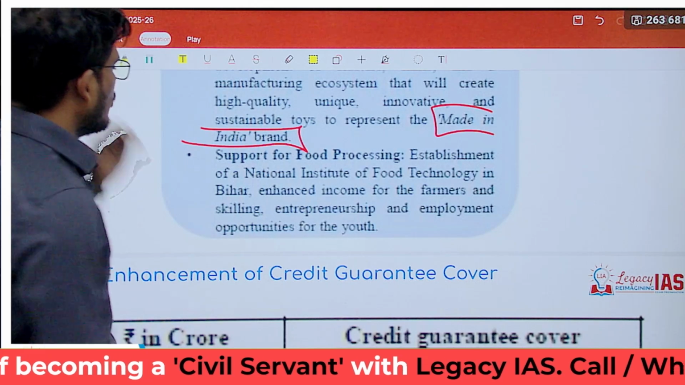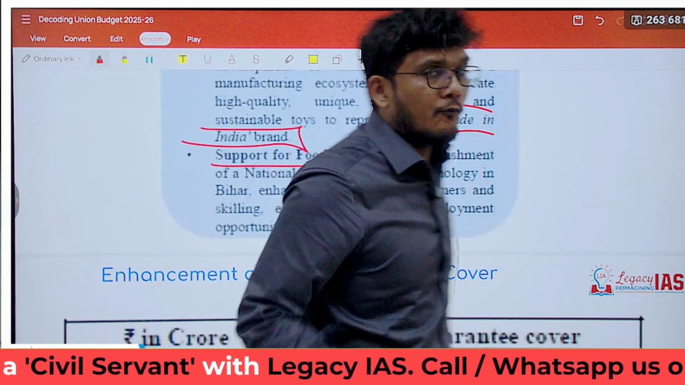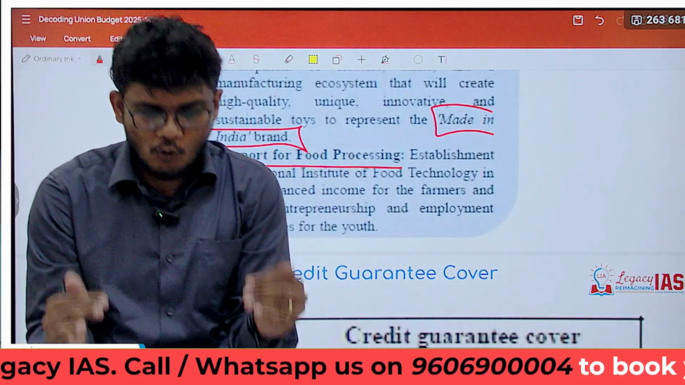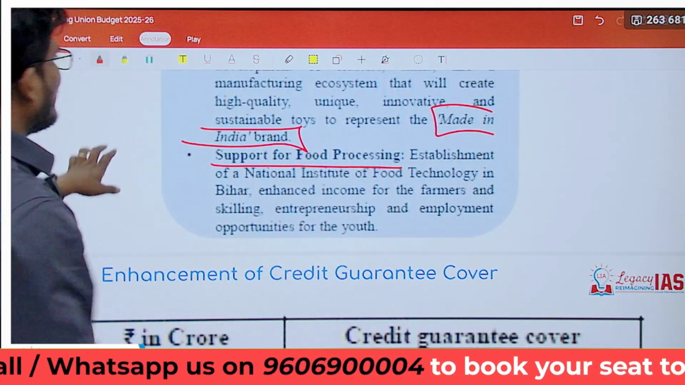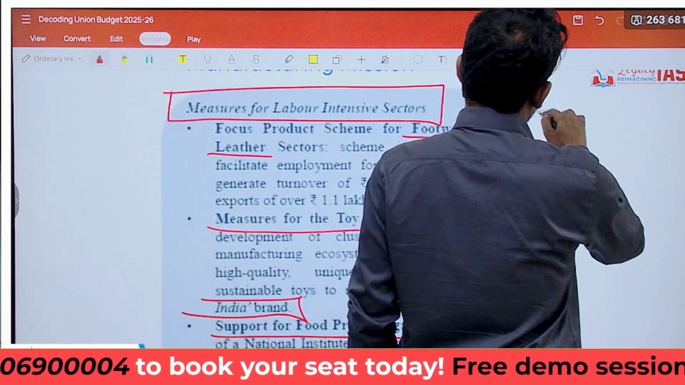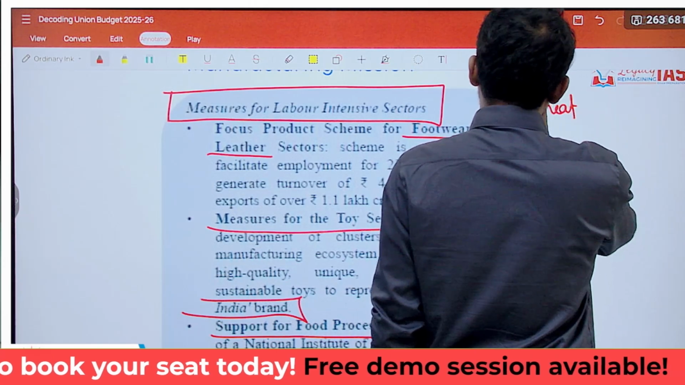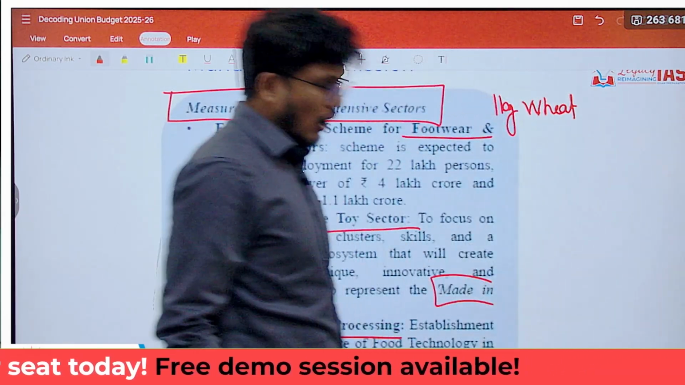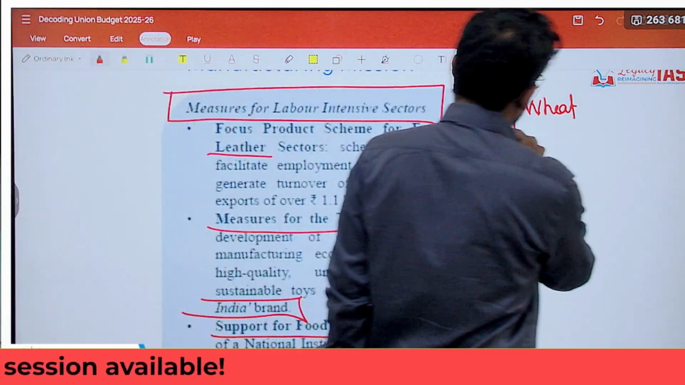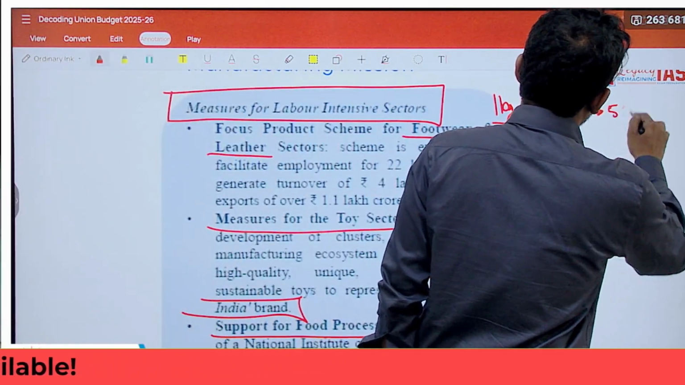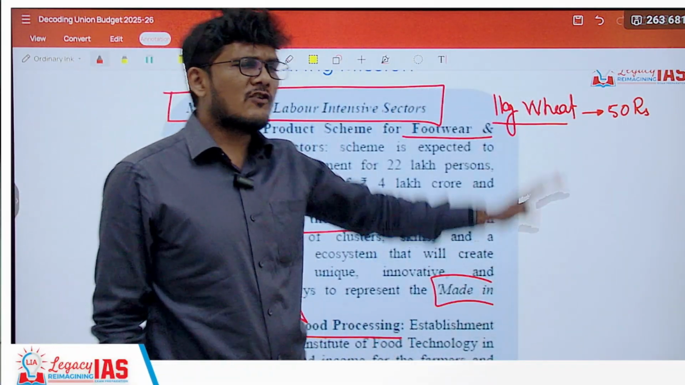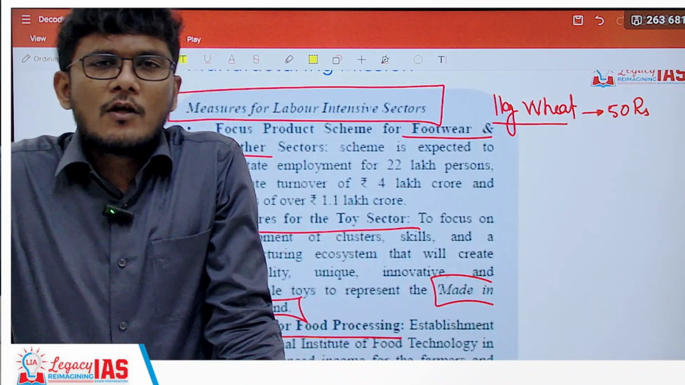Plus support for food processing. Very important, because when food processing is there, what is happening? You are adding value to it. I'll give you a simple example of a food processing unit, to show how important it is. Let's say you produce 1 kg wheat. If the cost of it is 50 rupees, and you do not process it, it is consumed by the people as it is.